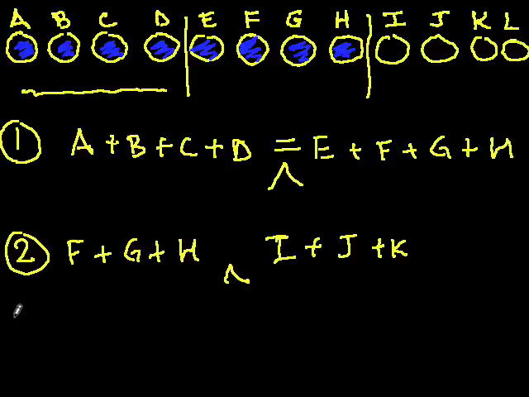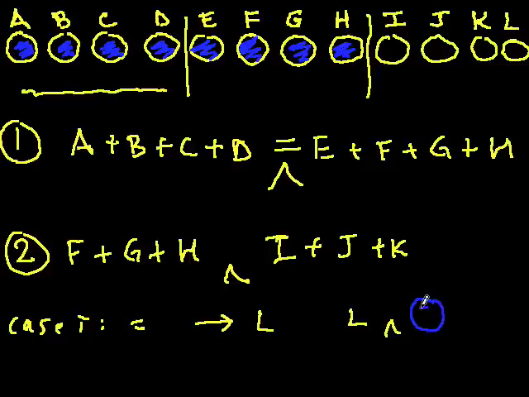Case 1, they're equal. That implies L is the ball we have to figure out. To determine if it's heavier or lighter, we can just measure L versus any of the other balls. If we measure L versus a standard ball, I'm going to draw it as a blue ball. We could pick H, or G, or any one.